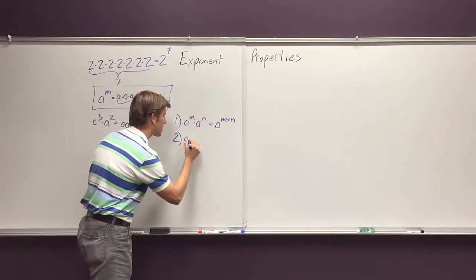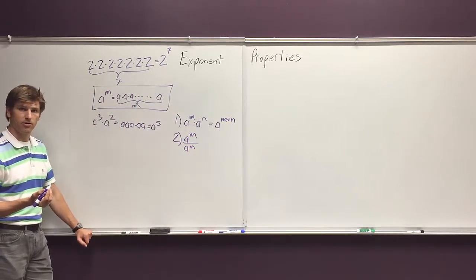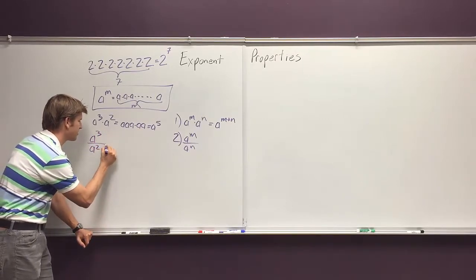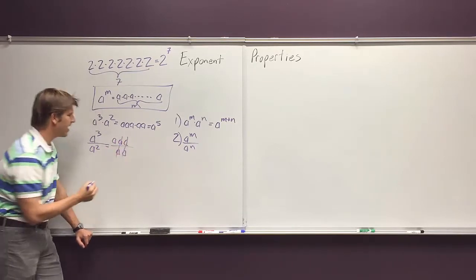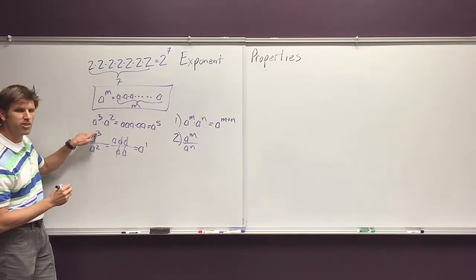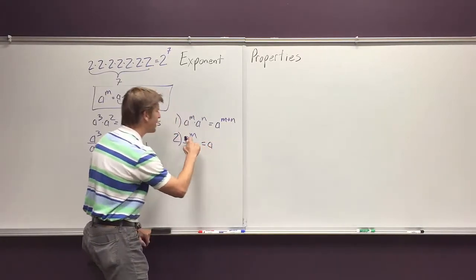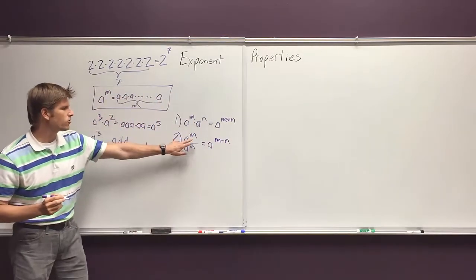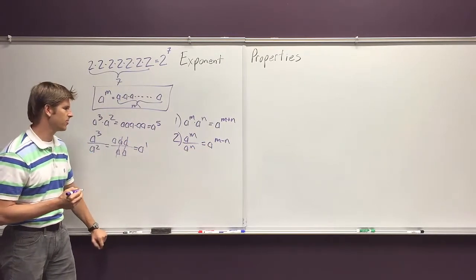Similarly, if I had a to the m over a to the n, what's happening here is, think about it, if I had a to the third over a to the second, you'd have a over a, and you'd cancel a's. So you'd end up with 1 a left. What happened? Well, you had 3, you took away 2. That's the definition of subtraction. So a to the m over a to the n is a to the m minus n. Even though you're dividing these outputs, you're subtracting in the exponent.